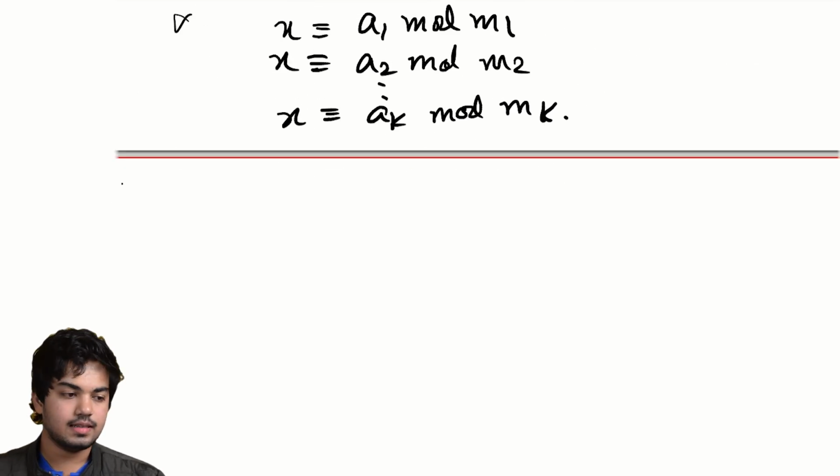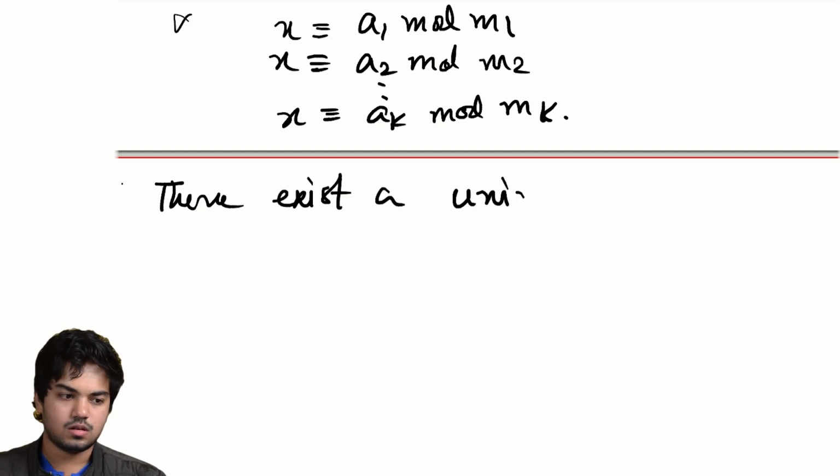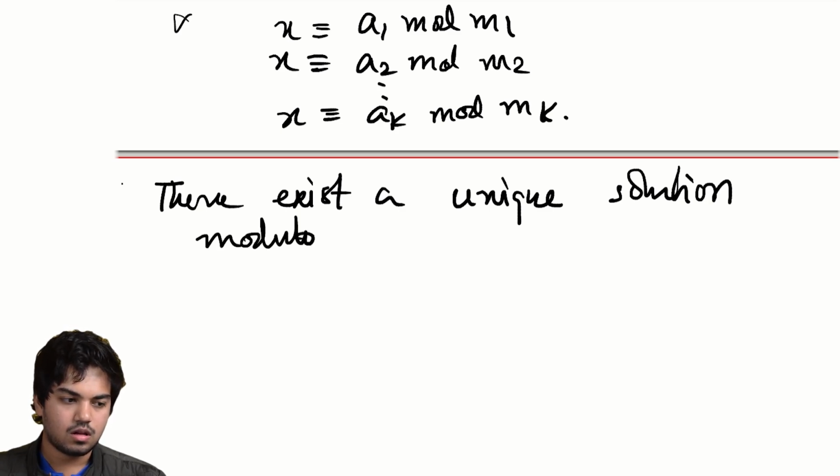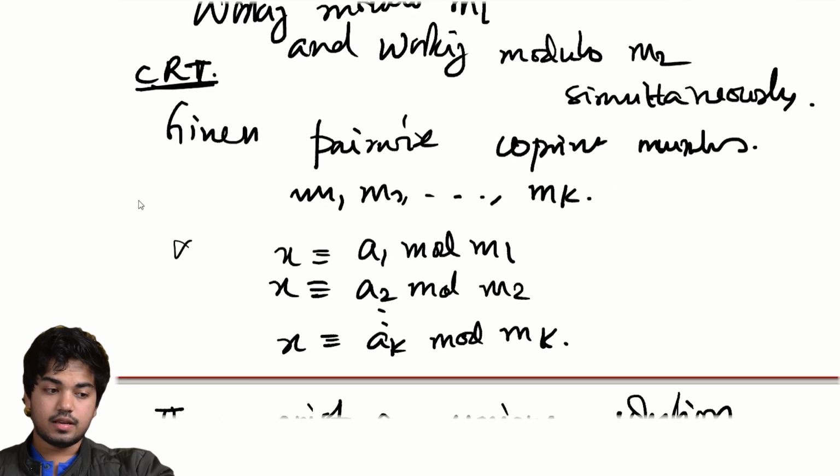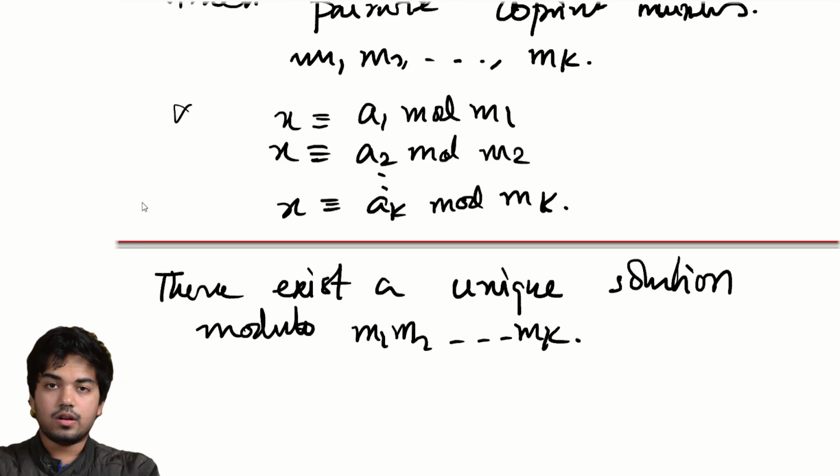What does the CRT say? There exists a unique solution. That's important. Modulo M1, M2, Mk. All the numbers that satisfy each of these equations at the same time fall into one modulo class, modulo M1, M2, Mk.